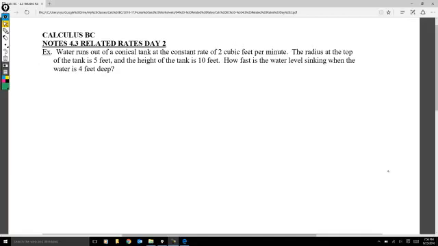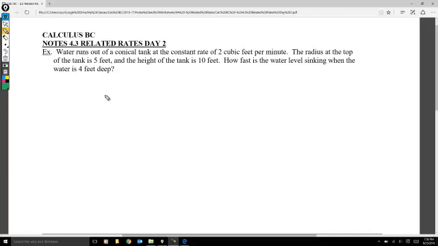In our first one, we have water running out of a conical tank, so a cone, at a constant rate of 2 cubic feet per minute. The radius at the top of the tank is 5, the height of the tank is 10. How fast is the water sinking when the water is 4 feet deep?